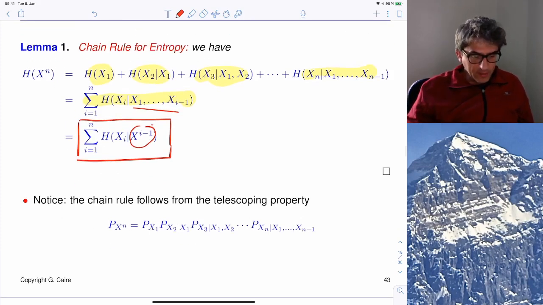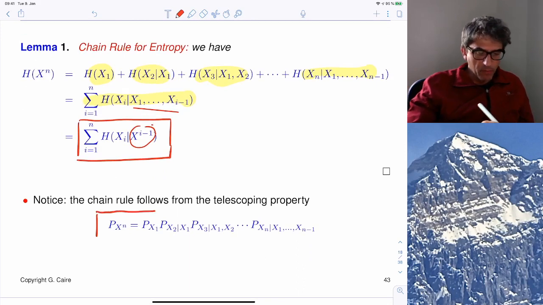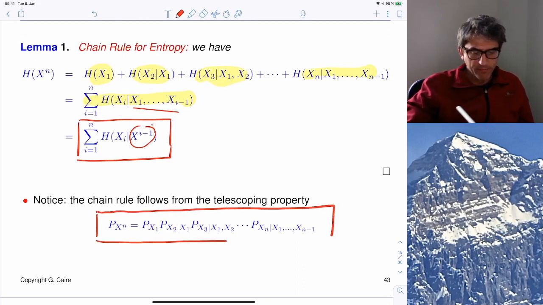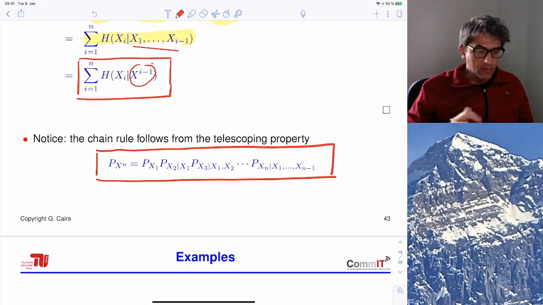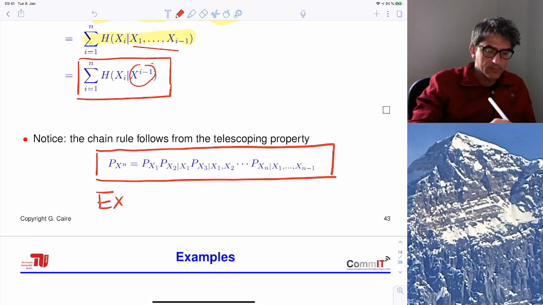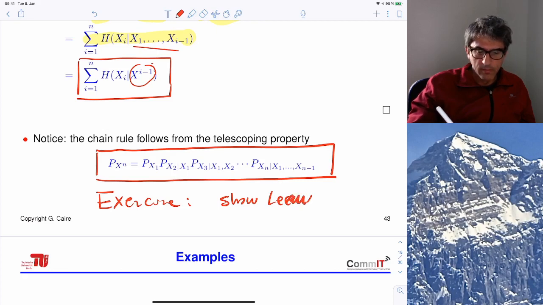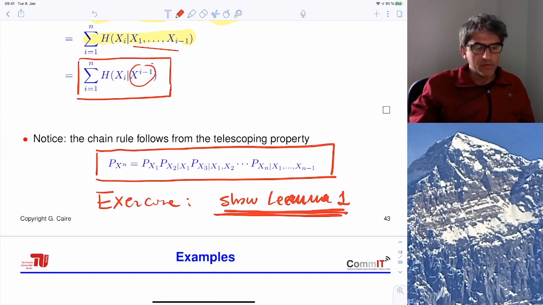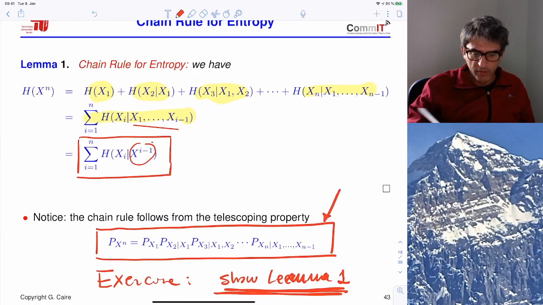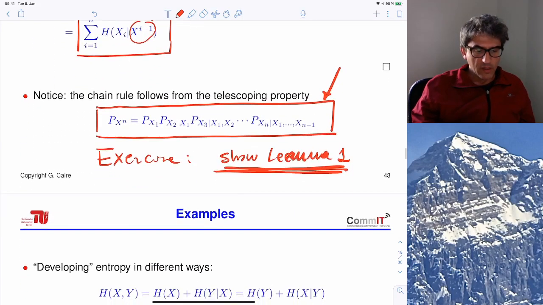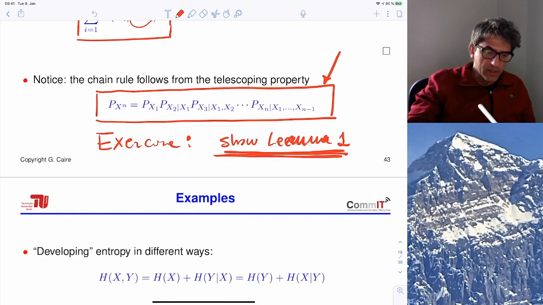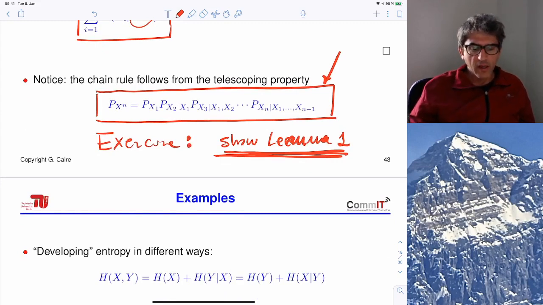This follows directly from the telescopic property of the PMF, okay? Exercise: show the lemma. The proof of lemma 1 is like a 3-line proof. It's super easy. From this property and the definition of joint entropy, you get the expansion, okay? But do it as an exercise. It's very important to understand if you are understanding.